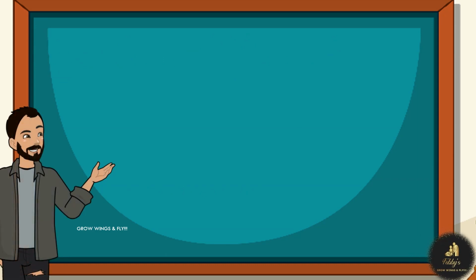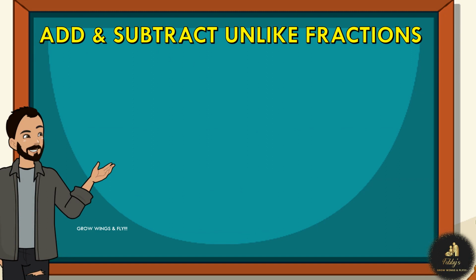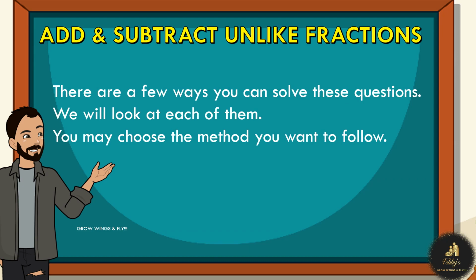So now we need to look at how to add and subtract unlike fractions. Now, unlike fractions are a bit tricky. Not too much, but it all depends on how we understand things. There are a few methods to solve these questions, and then once we go through it, you can choose the method you want to follow. Now, it also depends on the question type that you get.